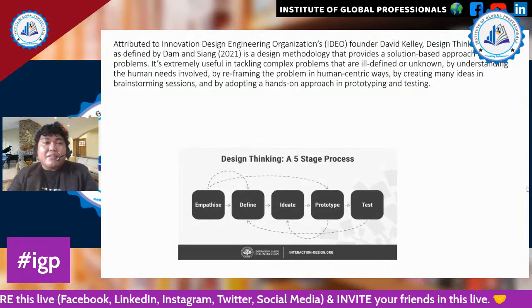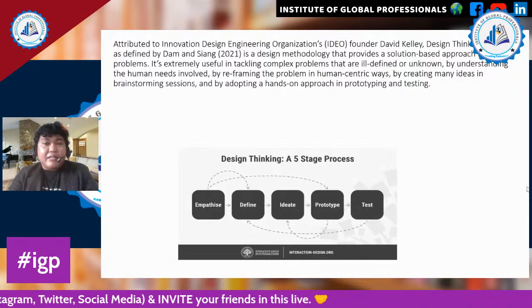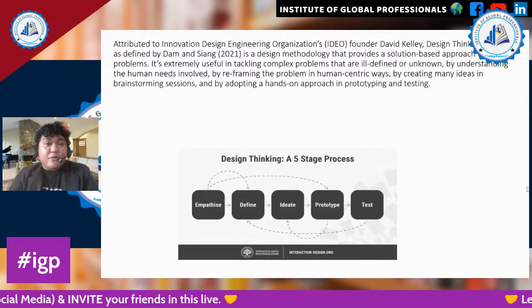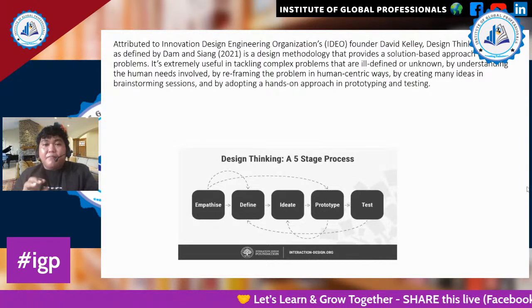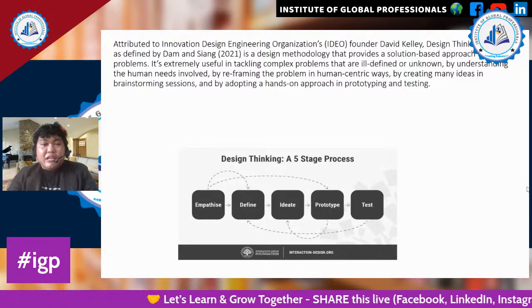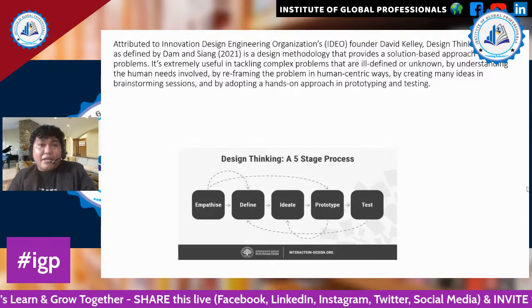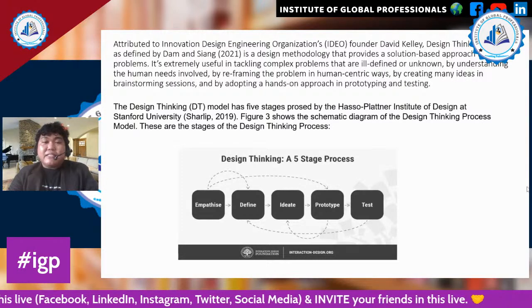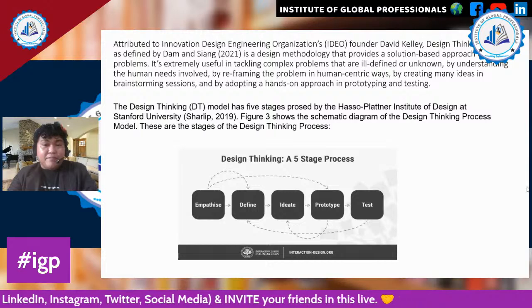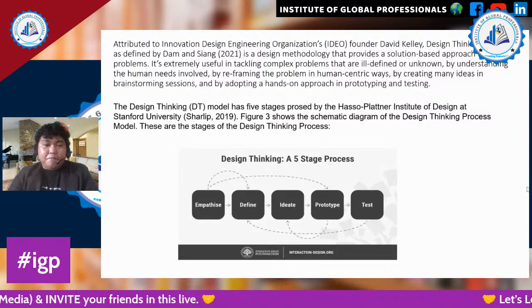Design thinking process is a design methodology that provides a solution-based approach to solving problems. So, most of the time, we reframe the question, we reframe the problem, whether we are actually looking into the right problem or we are just looking into the minor side problems. The design thinking model has five stages, as proposed by Hasso-Plattner Institute of Design at Stanford University.